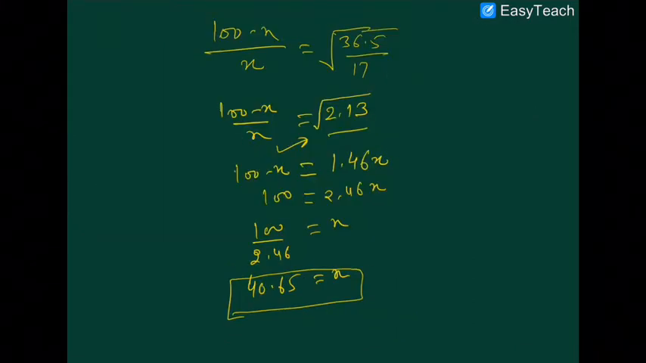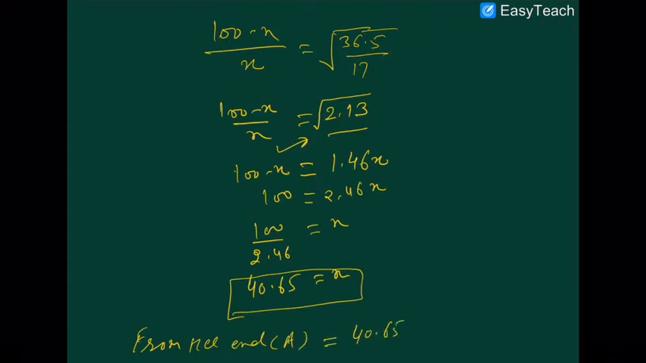So X is the distance from A. So from the HCl end, that is A, 40.65 centimeter away, ammonium chloride first appears.